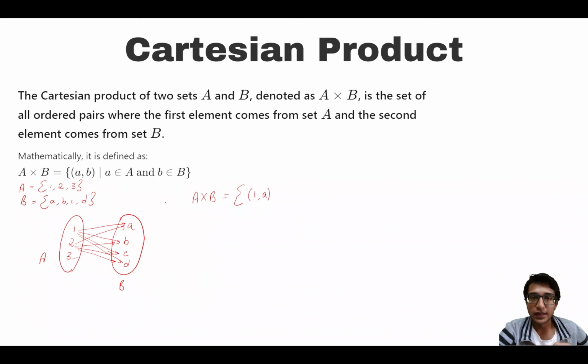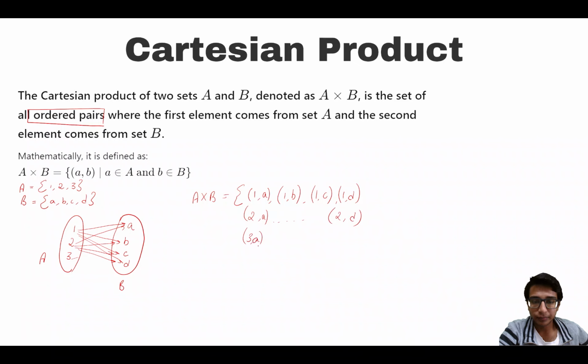Now remember this thing, they are generally considered ordered pairs in this portion. So here they've mentioned it as well. It is ordered pairs, so do not confuse yourself. 1 comma a and a comma 1 are going to be two different things. So this would be 1 comma a, 1 comma b, 1 comma c, 1 comma d. Then I would have 2 comma a, 2 comma b, and this would go on up till we have 2 comma d. Similarly for 3 comma a, we would have up till 3 comma d. So this is my A cross B set. This is how we represent our Cartesian product.